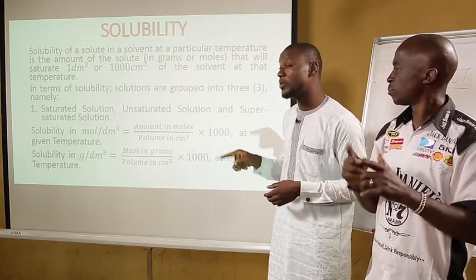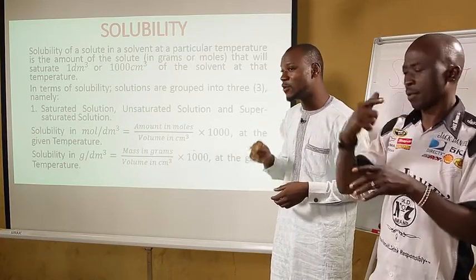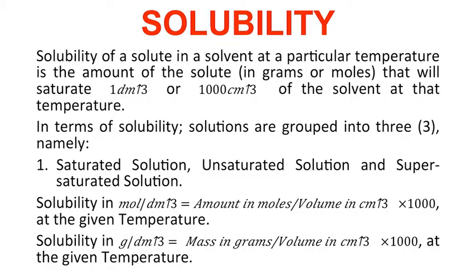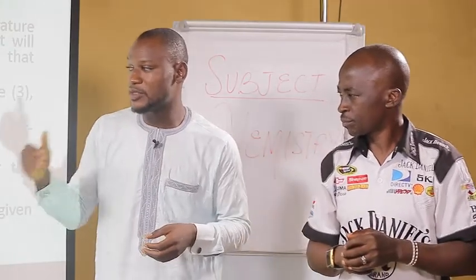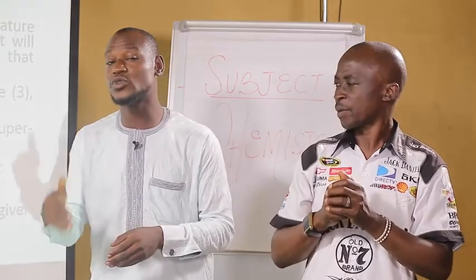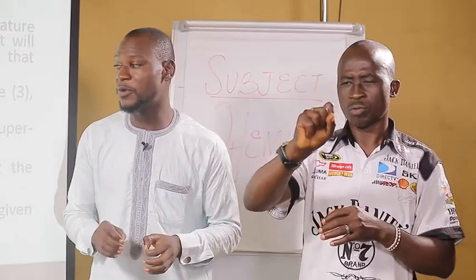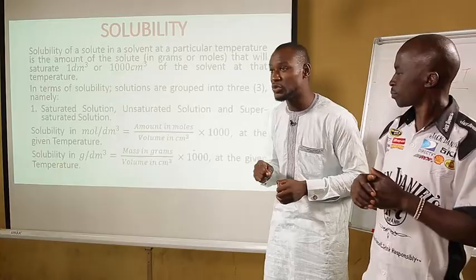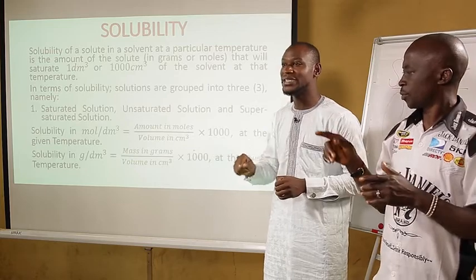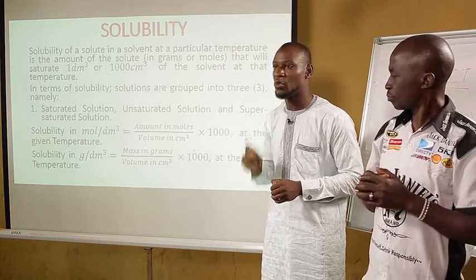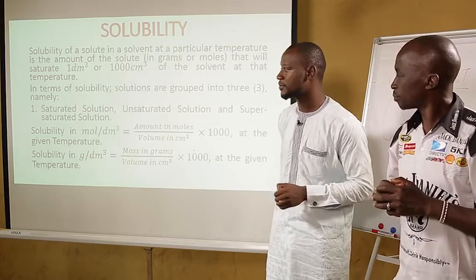Then if you are calculating the solubility in grams per dm cube, the formula is given as solubility in grams per dm cube is equal to mass in grams all over volume in cm cube times 1,000 at the given temperature. It is important to note that solubility in moles per dm cube is related to solubility in grams per dm cube if you know the solute. That is, with the formula that solubility in moles per dm cube is equal to the solubility in grams per dm cube all over the molar mass of the compound given.